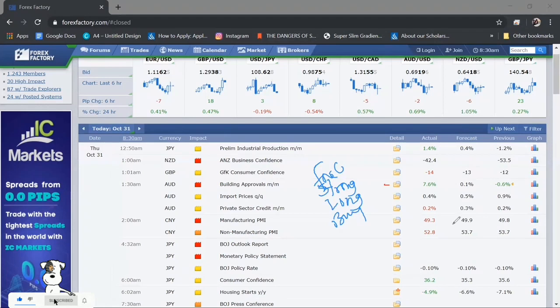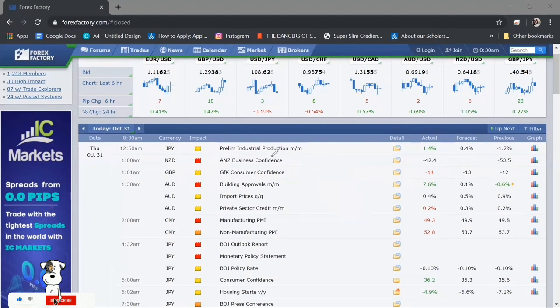So on this site, they are telling you that when this news is released, AUD is going to be strong. But when the actual price came out, it was super, super strong. It was 7.6%. It exceeded their expectation. That is, it's going to be very, very strong. You should be buying any AUD pair.